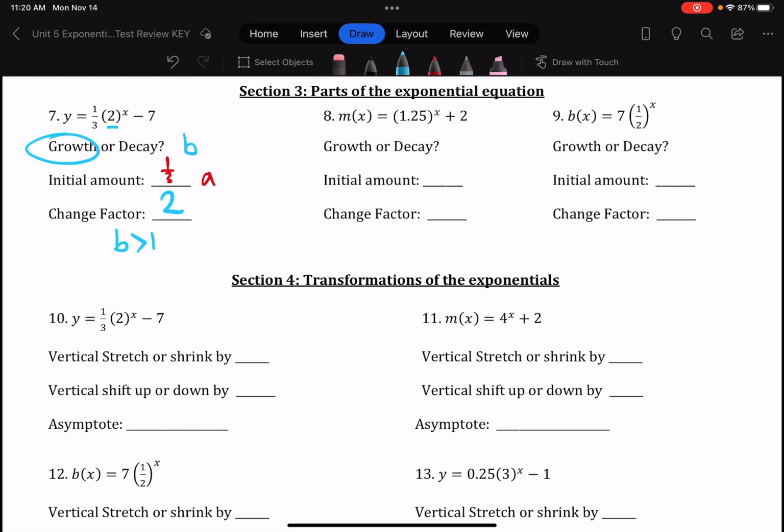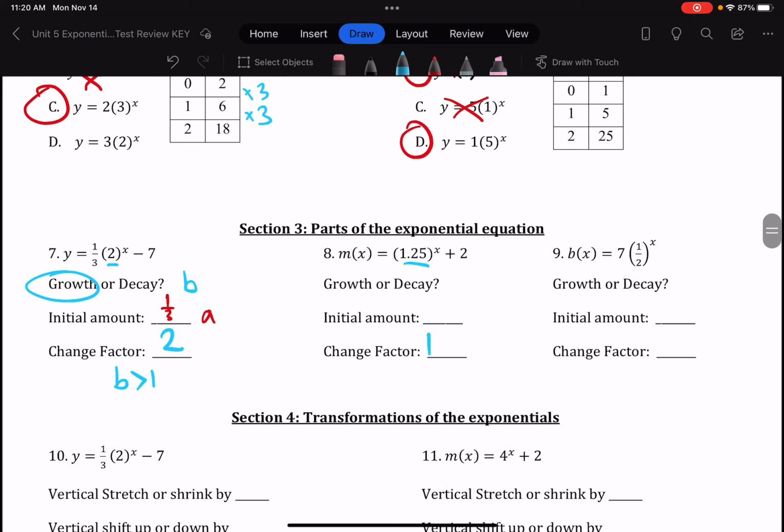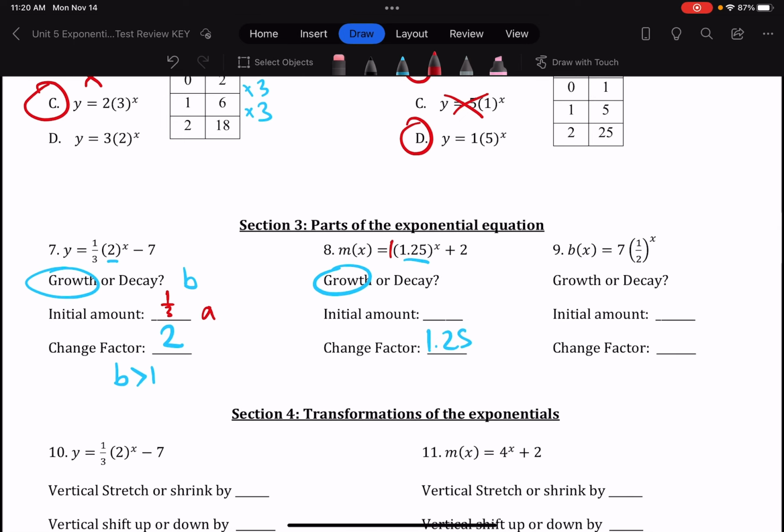We have a change factor inside our parentheses of 1.25, and that again is greater than 1, so therefore this is a growth. And our initial value is not listed, so we assume that is a 1, so therefore our initial value for problem 8 is 1.